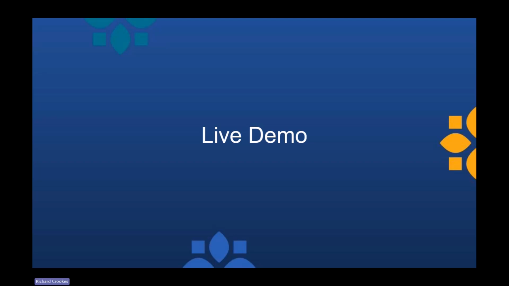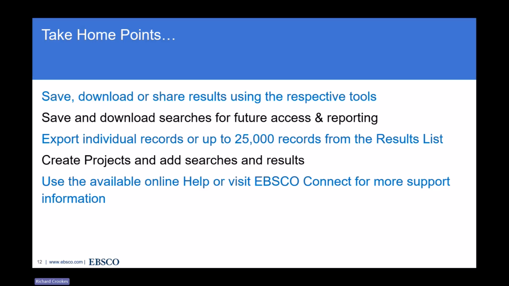Okay, so we've had a look at the live demonstration again with the new EBSCO interface. To follow part one, the searching, we've been looking at managing search results. Once you've got the results set you're satisfied with, you can save, download, or share results using the respective tools. Again, there are multiple options, whether it's a complete result list, which it may well be with a systematic review, or individual records as well. You can save and download searches for future access and reporting.